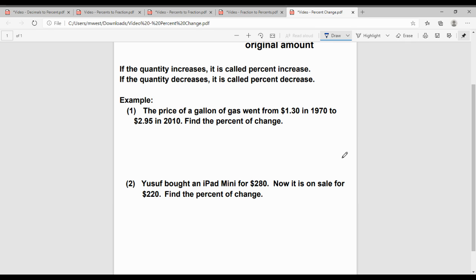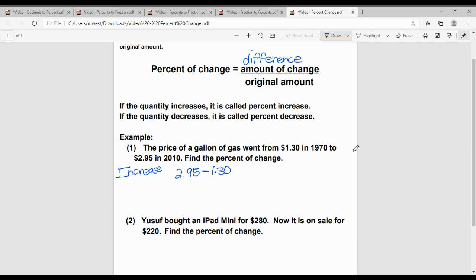The price of a gallon of gas went from $1.30 in 1970 to $2.95 in 2010. Find the percent of change. So it went from $1.30 to $2.95. So we know that it's an increase. All right, so if we're going to find the difference, we're going to take $2.95, subtract the $1.30, and then it says up here in the formula, it says divide by the original amount.